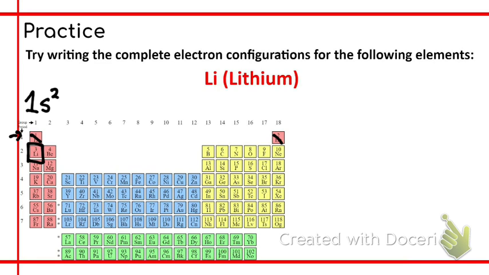We start at our next one. We are now in row 2. We enter into the S block, and it only takes 1 electron to get to our lithium. So we get our 2s1. And that is going to be the electron configuration for lithium.